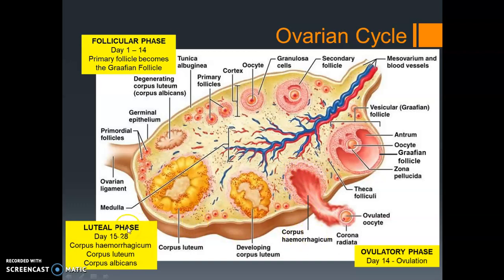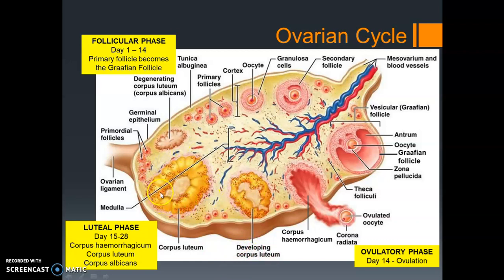The next phase, the luteal phase, lasts from day 15 to day 28. The first change is the formation of the corpus hemorrhagicum, that is, the ruptured graafian follicle gets filled with blood and a blood clot is formed. The graafian follicle with the clot inside is called the corpus hemorrhagicum. Then the clot is removed, and the follicle is transformed into a yellow colored endocrine gland, which is called the corpus luteum. Here you can see the development of the corpus luteum.